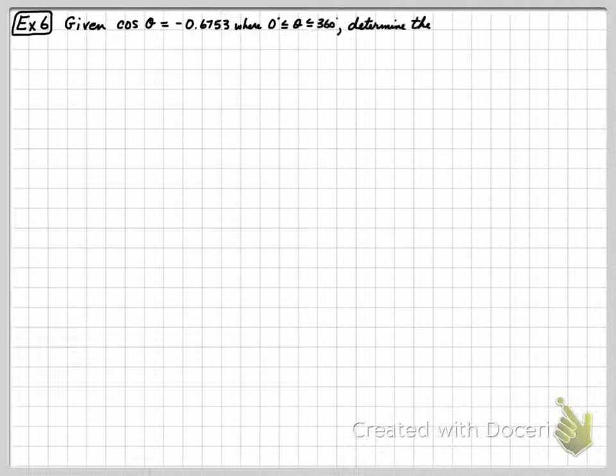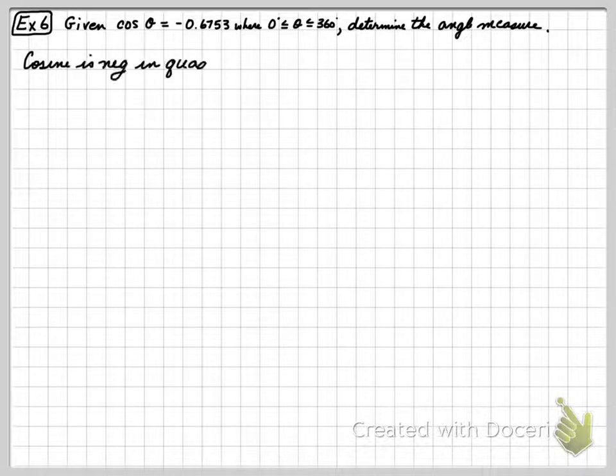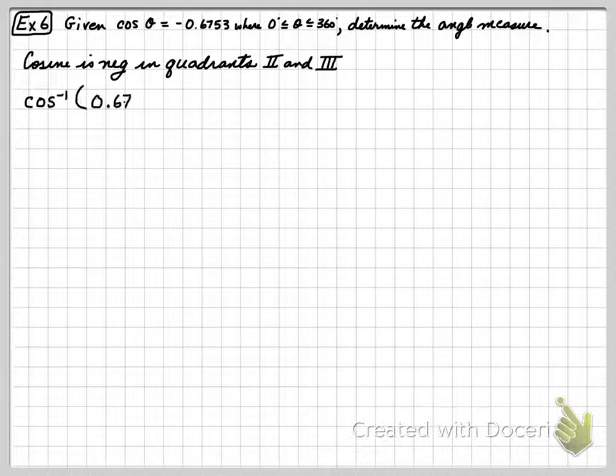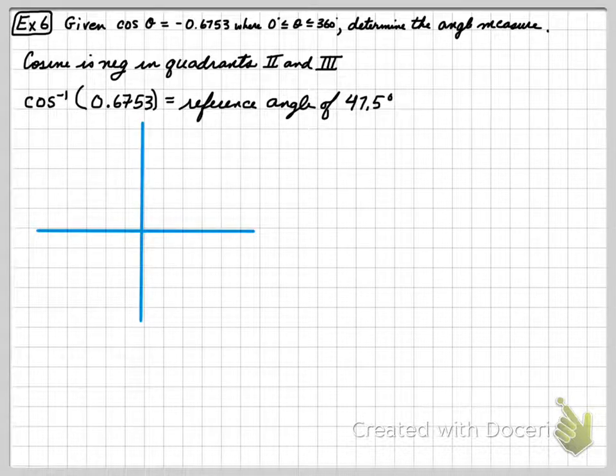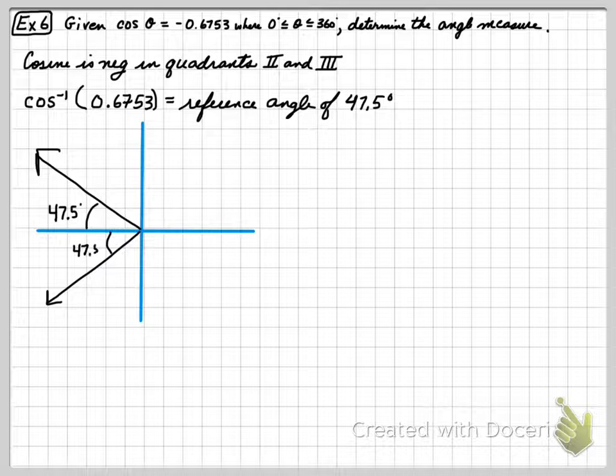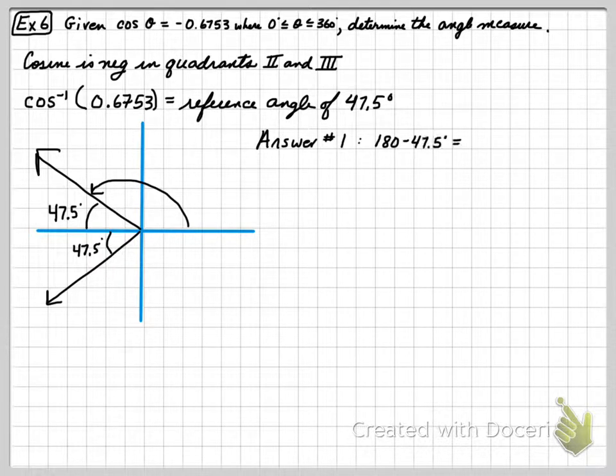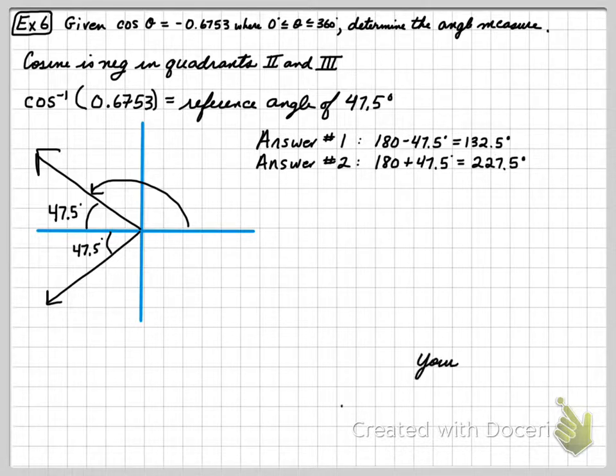Our last example. Given that cosine is this value, between 0 and 360, determine the angle measure. All you can do in this case is press the cosine inverse of the positive 0.6753, and that'll give us a reference angle of 47.5 degrees. When you draw it in quadrants 2 and 3, you can see that you're going to have an angle in standard position of 180 minus 47.5, which is 132.5, and the second one is 180 plus 47.5, or 227.5 degrees. So that's how we work with this.